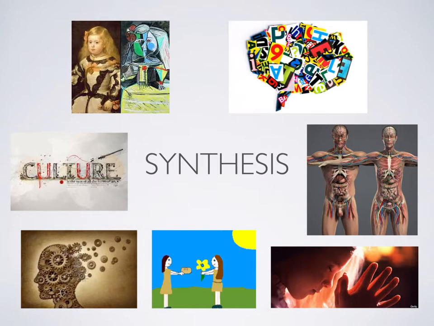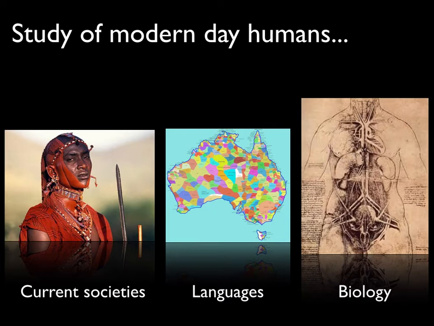And we divide up the study of humans into the study of modern day humans, current societies and living peoples. This is a Maasai warrior from Kenya. Languages. This is a language map of the continent of Australia, and each color represents a different language as they existed prior to colonization by Europeans. And there are some areas along the coast where you can walk just a few miles down the beach and meet someone who speaks a mutually unintelligible language. So language and linguistic diversity can be quite powerful. And finally, modern day human biology, how the body reacts to stimuli, cultural and environmental, how we age, what aspects of human physiology are flexible, and lots of interesting questions about human biology.